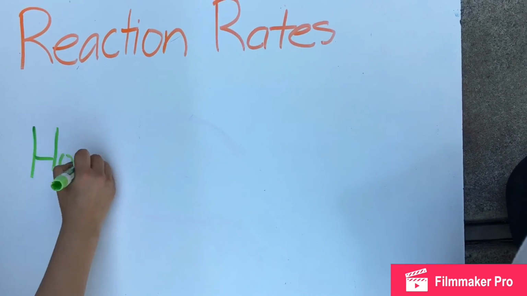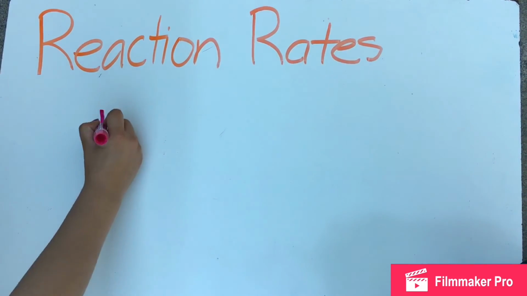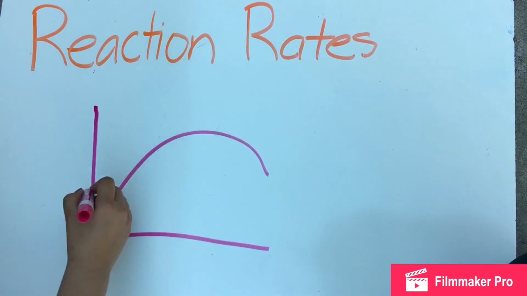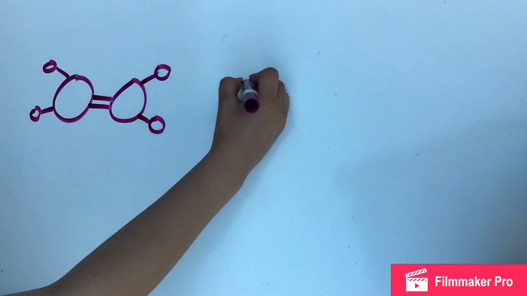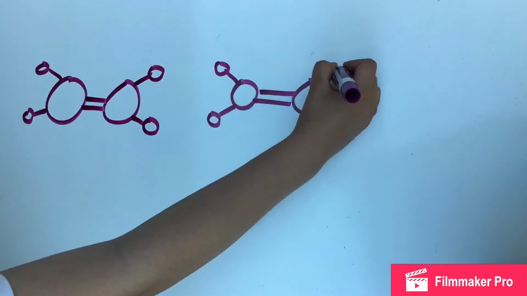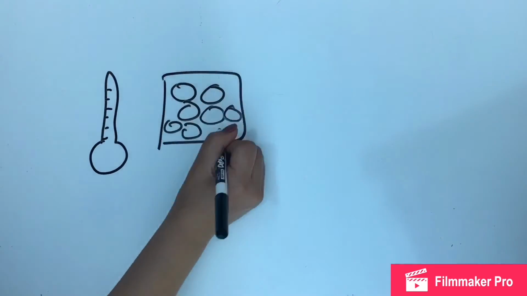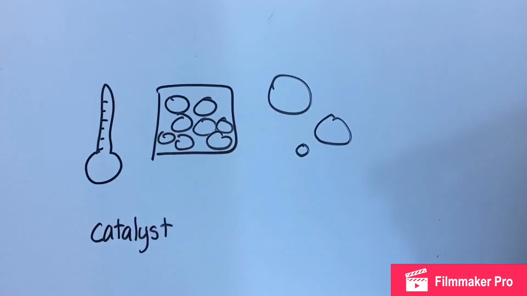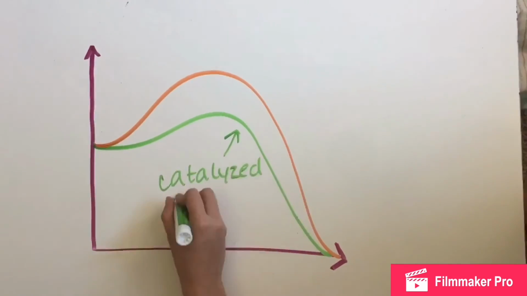Reaction rates are how fast or how slow the reaction takes place. Activation energy is the minimum energy needed to initiate or start a reaction. Collision theory states that atoms, ions, and molecules can react to form products when they collide with one another, providing they have enough kinetic energy and they're in the proper orientation. Factors affecting reaction rates are temperature, concentration, particle size, the use of a catalyst, and surface area. A catalyst is a substance that speeds up the rate of reaction by lowering the activation energy.